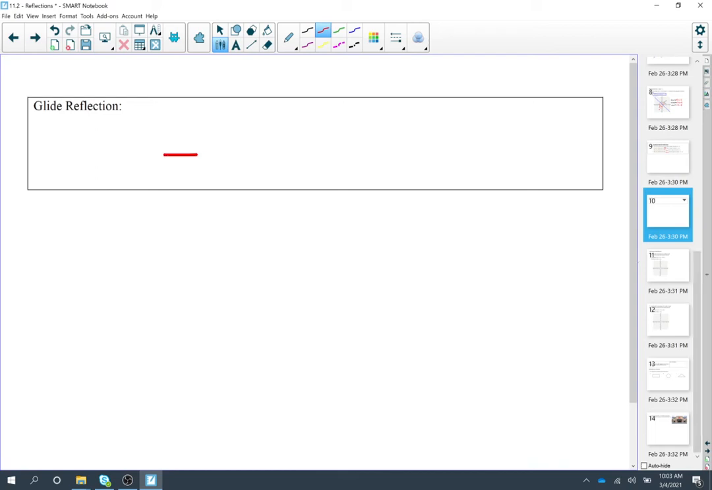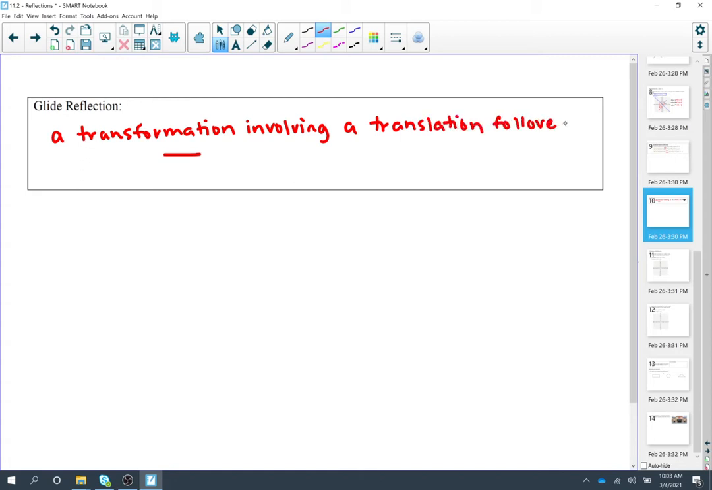A glide reflection. A glide reflection is a transformation involving a translation followed by a reflection. So if you remember when we started talking about composition of transformations where we could put two or more together, this is a type of composition where we're going to put two or more together, and first we're going to move it left, right, up, down, and then we're going to reflect it.